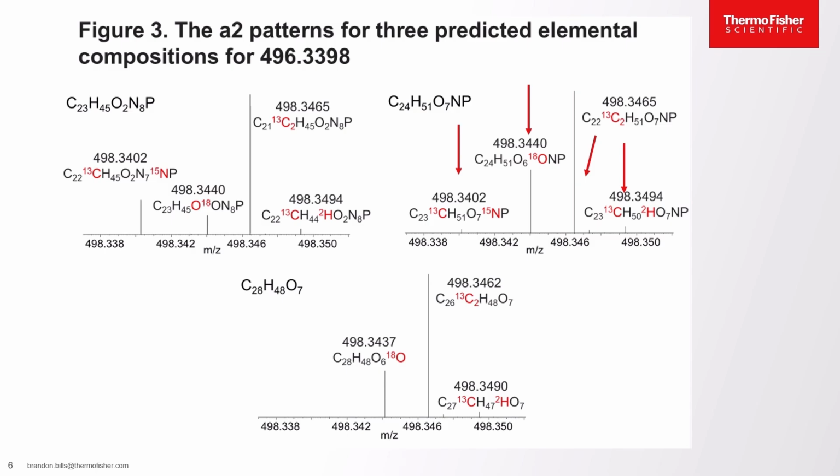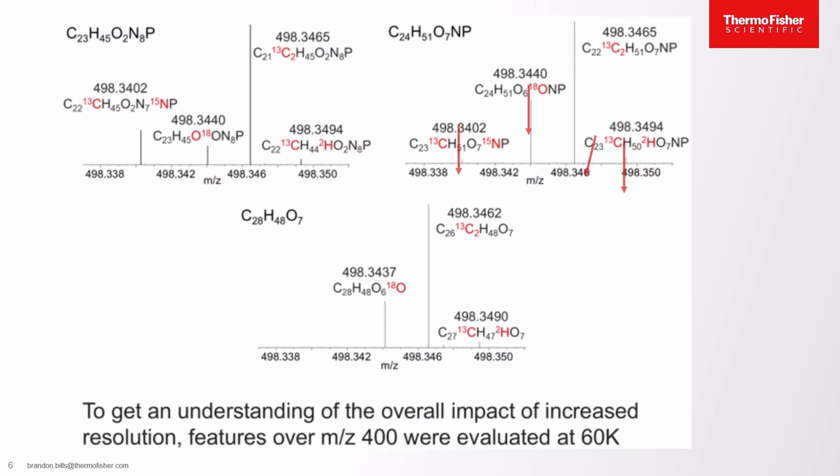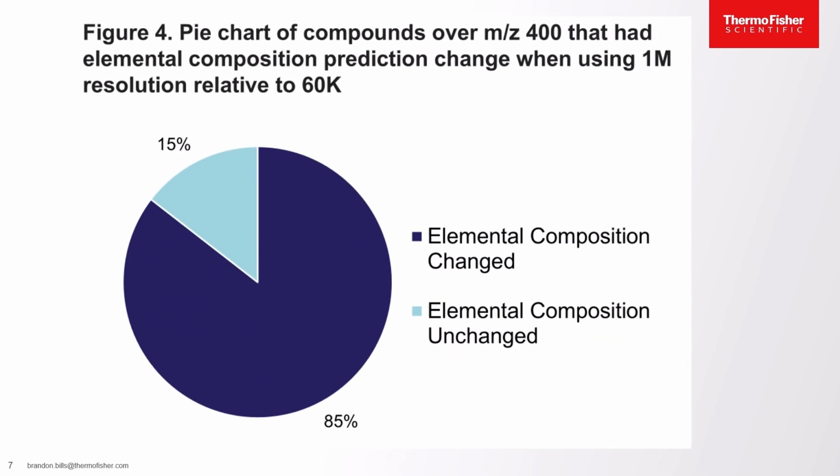To get at that, we pulled out all of the compounds that were discovered that were over m/z 400, because that's where you're really going to see these changes, and checked at resolution 60K and resolution 1 million, and checked to see how many of those compounds had the predicted elemental composition change once you had 1 million resolution and had that isotopic fine pattern resolved.